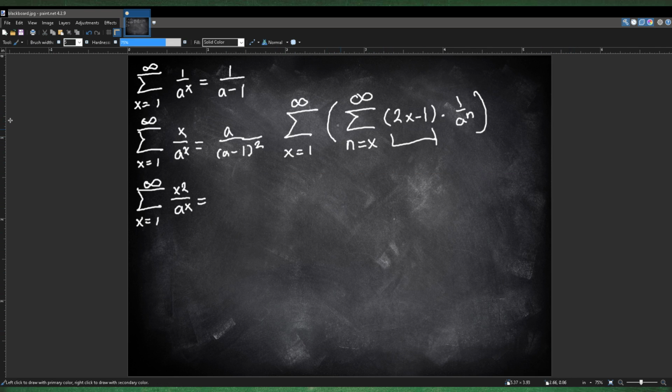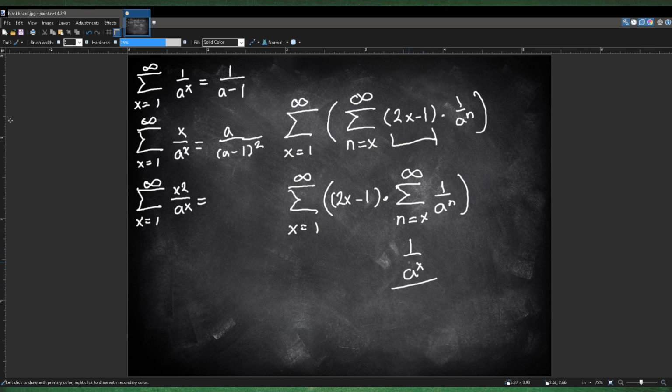So what we could do is just move it outside, and it's not going to affect anything. So we have 2x minus 1 outside, and then we just do that summation inside. We have 1 over a to the n. So what's our first term? Well, we just plug in n equals x. So x is our first term. So it's 1 over a to the power of x, and then it's going to be 1 minus 1 over a, which is the same thing as a minus 1 over a.